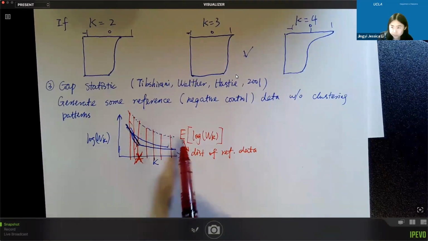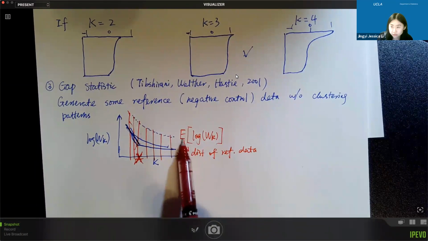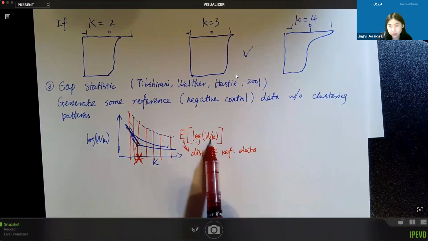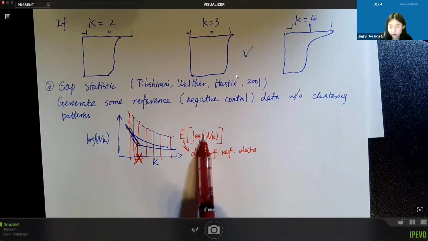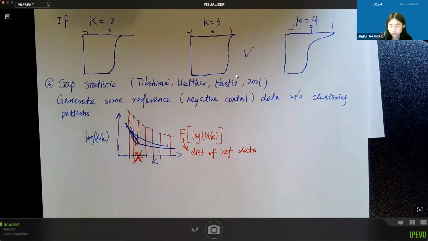So here, when we take expectation, we need to know what is the random variable. Here, the random variable is just WK. It's just the performance measure we computed on one data set. As the data set B is random, then we can take its expectation. Okay, so that's the intuition and the rationale behind the gap statistic. Then the question is how to implement it, right? How can we compute this expectation for each K? I think the very creative idea lies in the generation of reference data.